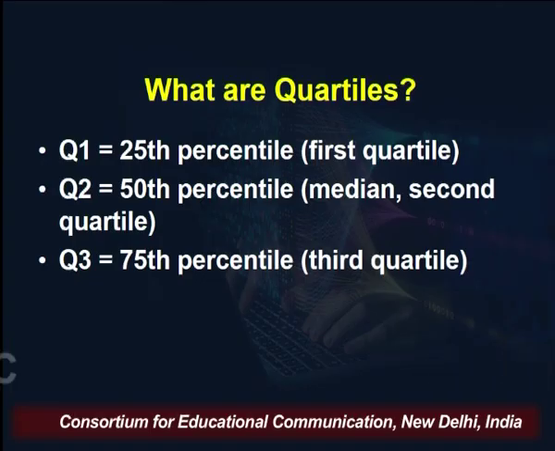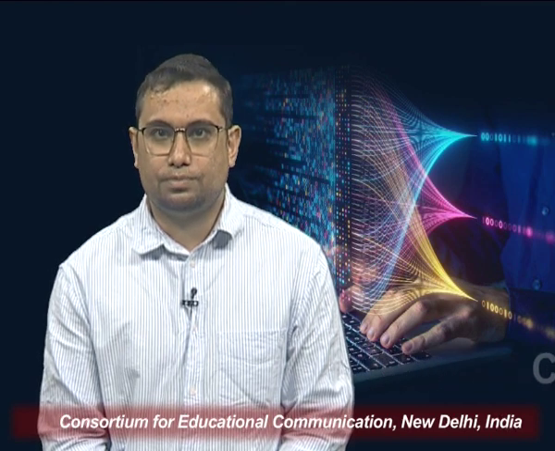Quartile 2 is the 50th percentile or the median. It says 50% of the values in the data set fall above this quartile and 50% of the values fall below this quartile. Similarly, the third quartile tells us that 75% of values fall below this particular quartile. So using quartile 1, quartile 2 and quartile 3, we can divide our data into 4 parts. So from 0 to 25th, 25th to 50th, 50th to 75th and 75th to 100th.